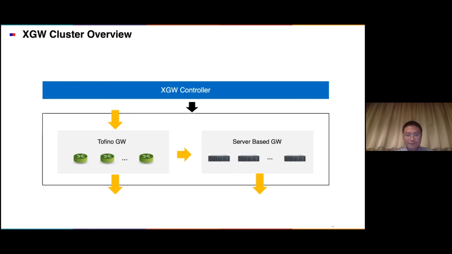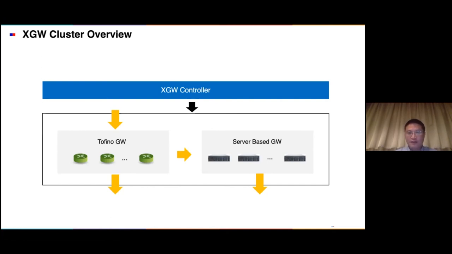So in this slide we also provide an overview of our solution, that is, how we are going to put the Tofino-based gateway together with the server-based gateway. Our Tofino-based gateway is able to provide very big traffic throughput and the latency is very small, but it also has its own limitation, which is, you know, the table size is limited, right?